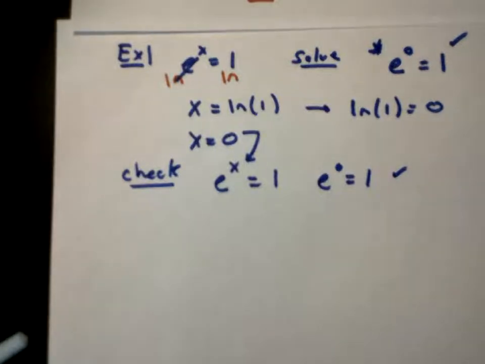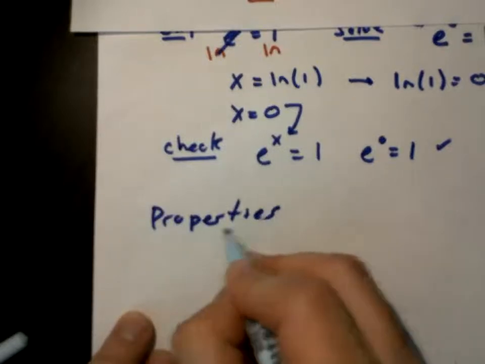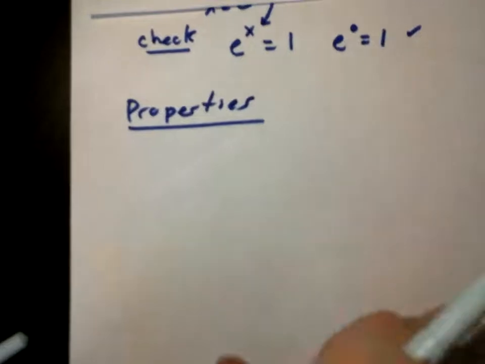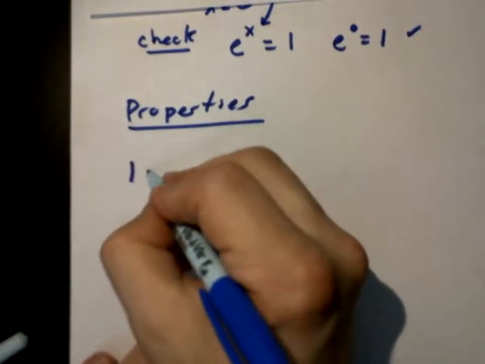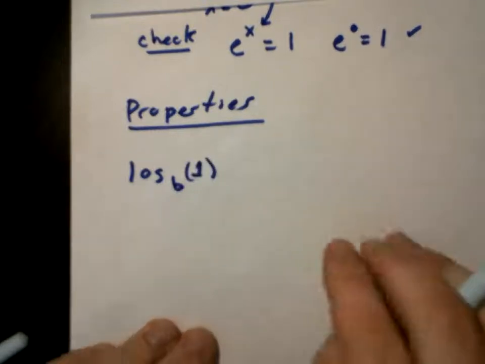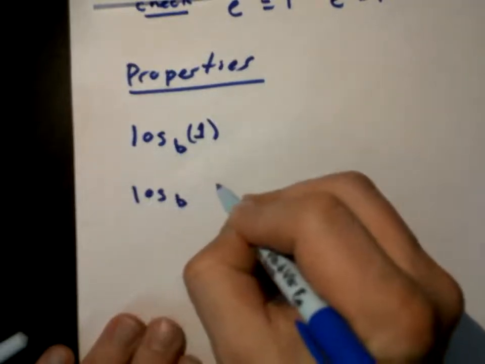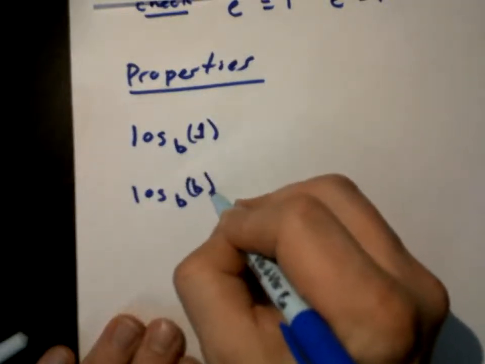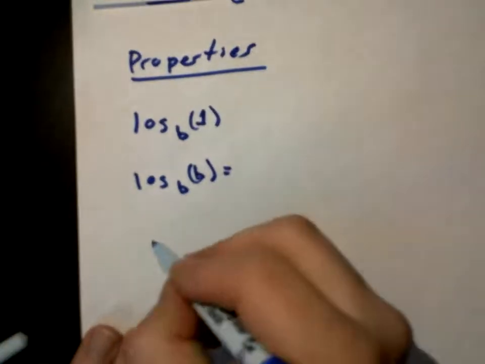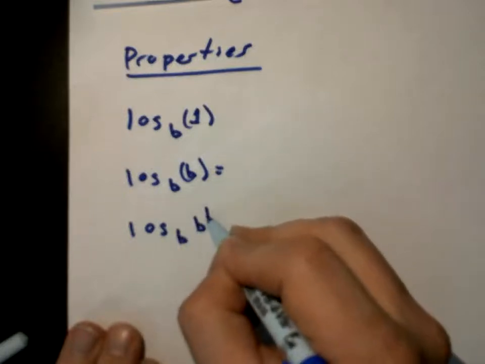And let's see what else we have to offer you for the moment. Okay, a couple other properties here. Some properties you might want to look at: what if we had the log base b of 1? And what if we had the log base b of b? And we had maybe log base b of b to the k.